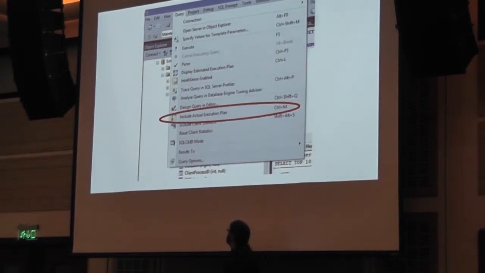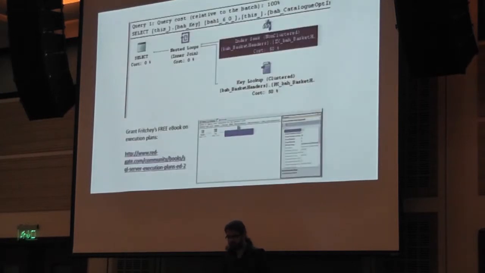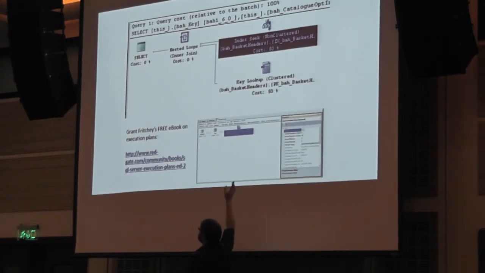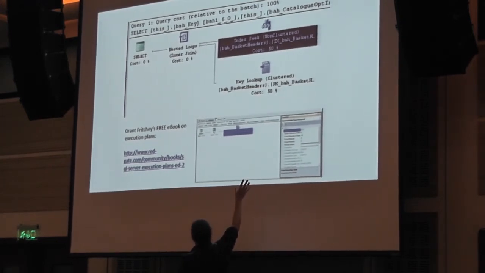Right, so I need my execution plan. I need to see what's going on here. So I'm going to go into Management Studio, select Include Actual Execution Plan, and then I'm going to fire off my query. Now, an execution plan looks like this. This, as I say, is for a very simple query.